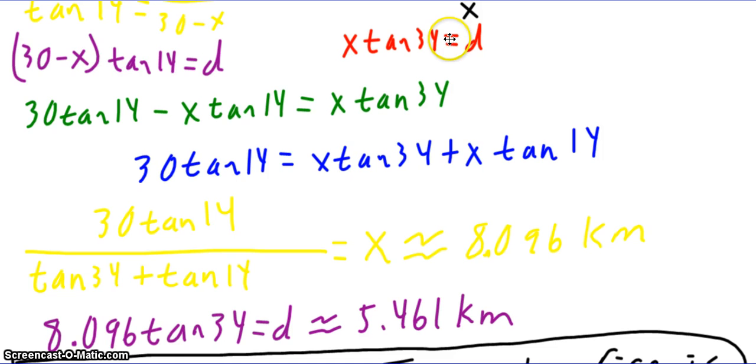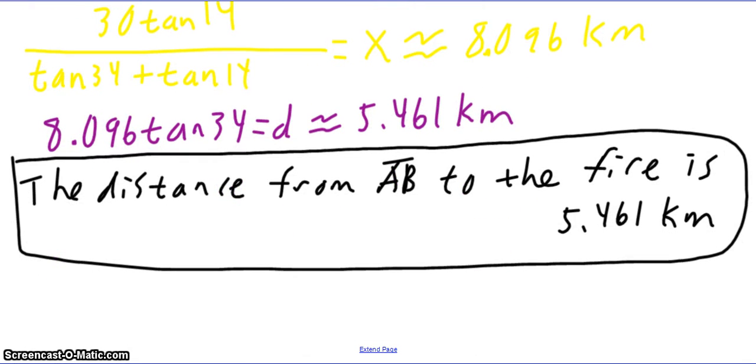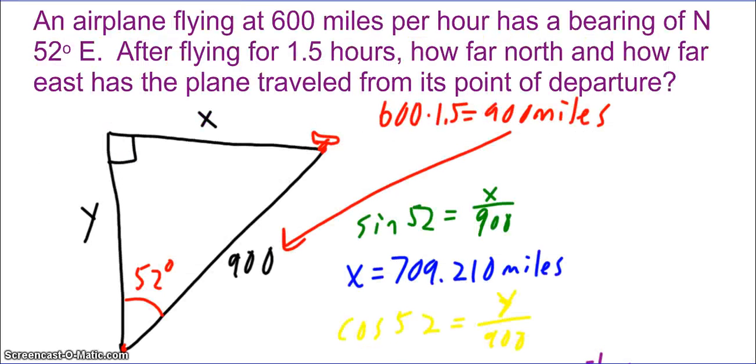Now I went back up here to this equation, and I plugged in x to solve for D. So 8.096 times the tangent of 34 equals D, so D is approximately 5.461 kilometers. Now I answer in a sentence. The distance from line segment AB to the fire is 5.61 kilometers.